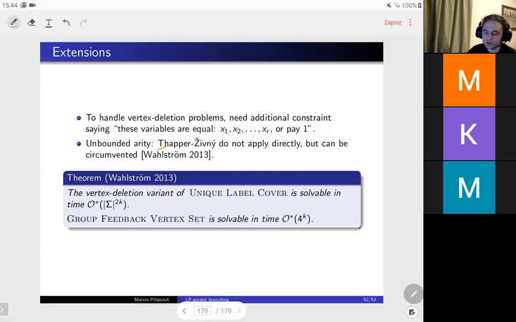There's another problem which is called group feedback vertex set, which is a full generalization of feedback vertex set, which also gets a nice algorithm with this framework. But I don't want to even define this problem. And I think that's it.